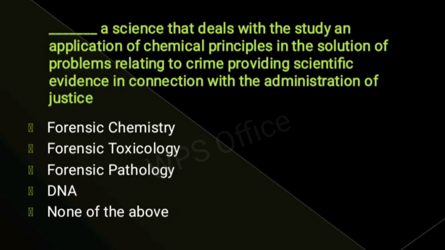Blank is the science that deals with the study and application of chemical principles in the solution of problems relating to crime, providing scientific evidence in connection with the administration of justice. Letter A, forensic chemistry. Letter B, forensic toxicology. Letter C, forensic pathology. Letter D, DNA. And letter E, none of the above. The answer is forensic chemistry, letter A.